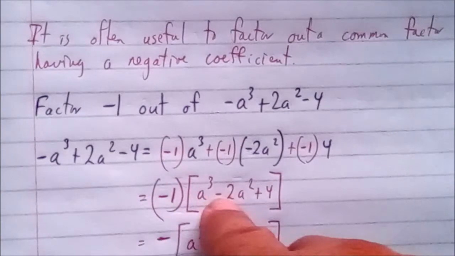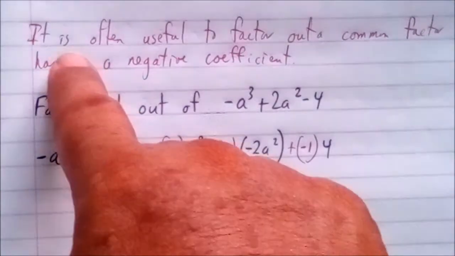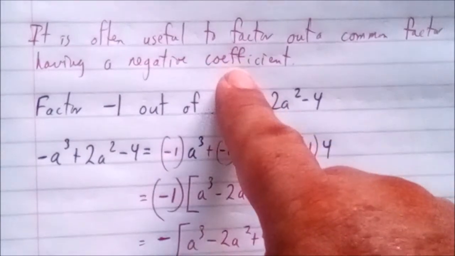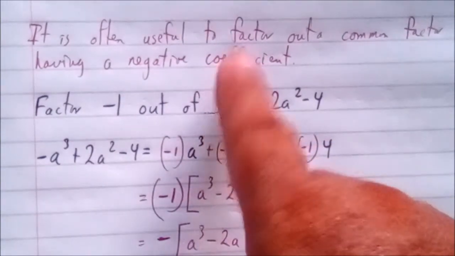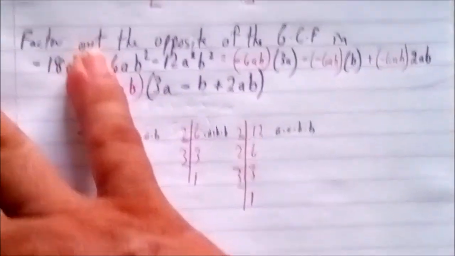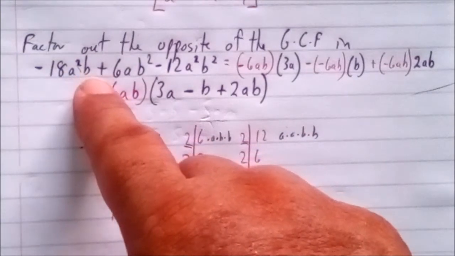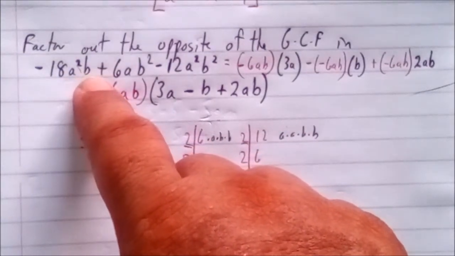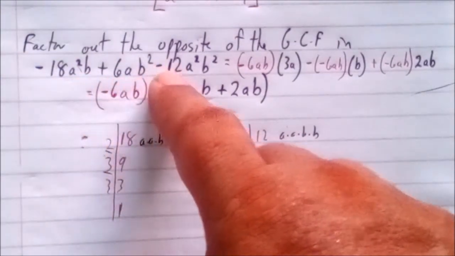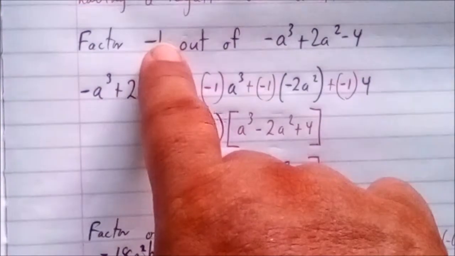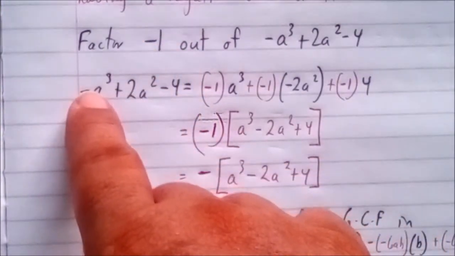And so we do that. So this is what we did here. This is what it means. It is often useful to factor out a common factor having a negative coefficient. Now, be careful. This is where the challenge comes in. For example, factor out the opposite of the greatest common factor in negative 18a squared b plus 6ab squared minus 12a squared b squared. Well, it's the same concept as you see here, the negative 1. You're factoring out the negative 1 from the first term.